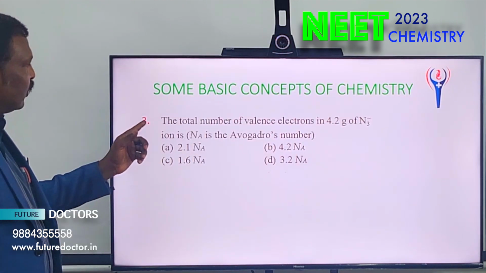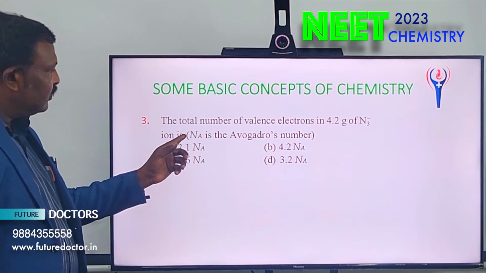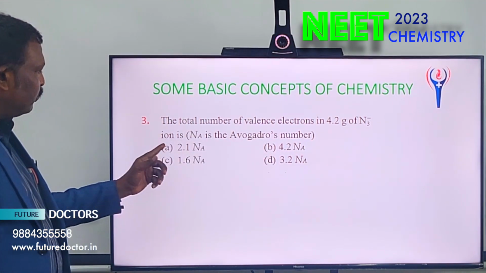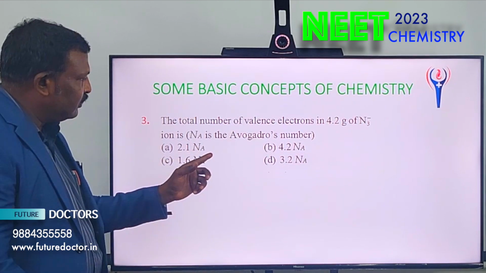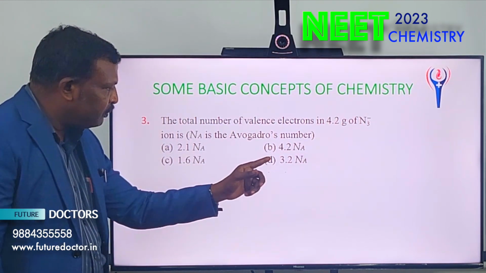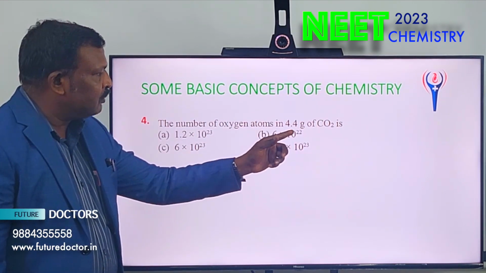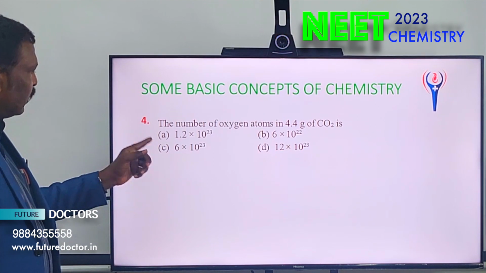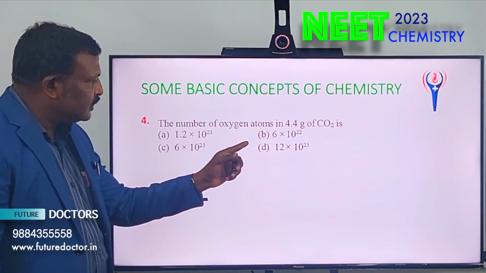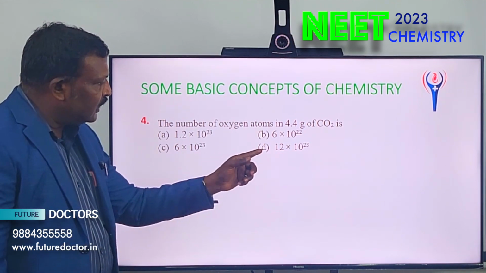Third question is the total number of valence electrons in 4.2 gram of N3 minus ion is, the Avogadro number is given. Option A 2.1 N of A means Avogadro number. Option B 4.2 N of A, option C 1.6 N of A, option D 3.2 N of A. Fourth one is the number of oxygen atom in 4.4 gram of CO2 is dash. Option A 1.2 into 10 power 23, option B 6 into 10 power 22, option C 6 into 10 power 23, option D 12 into 10 power 23.